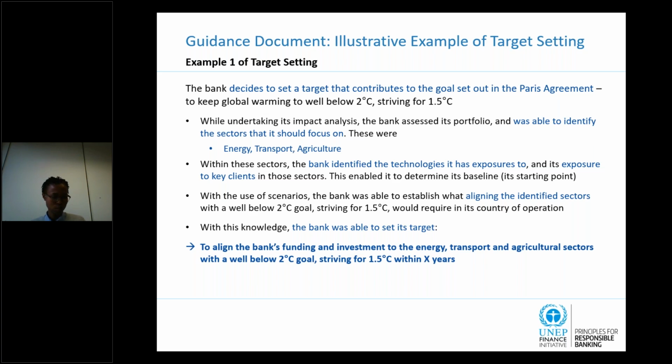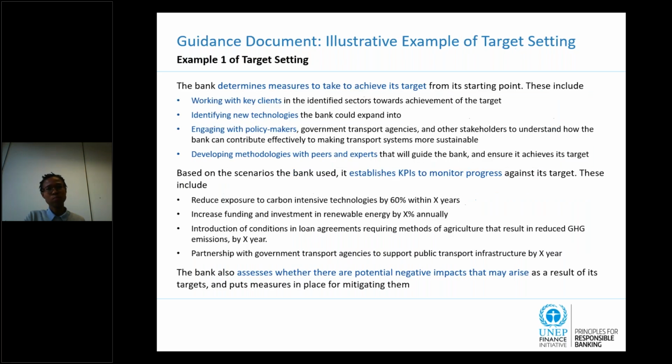Finally, with this roadmap, I am able to say we will align our lending, or in case of an investment bank, investment strategy with a well below 2-degree goal, striving for 1.5 degrees within, let's say, 5 years or 7 years. So we can go to the next slide, please.